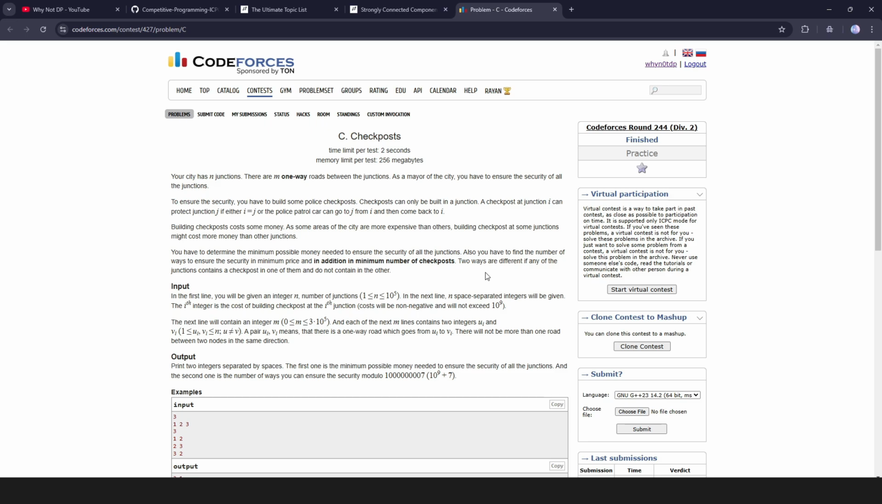Two ways are different if any of the junctions contains a checkpost in one of them and does not contain one in the other. In the input, in the first line we will be given an integer n, which represents the total number of junctions. In the next line we will have n space separated integers, which represent the cost of building a checkpost at that particular junction. The next line will contain an integer m, and each of the m lines contains two integers u and v, which means there is a one-way road from u to v, and there will not be more than one road between two nodes in the same direction.